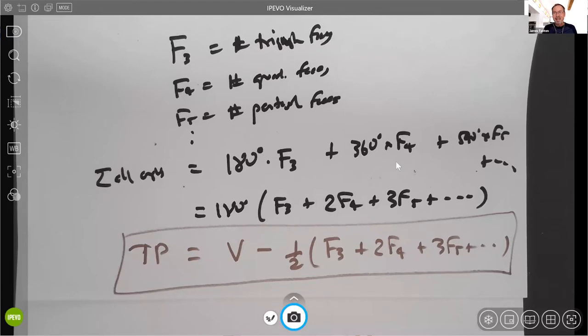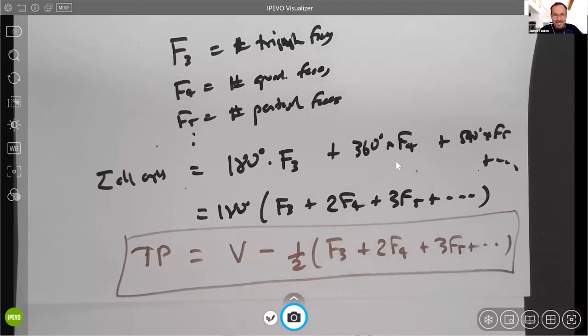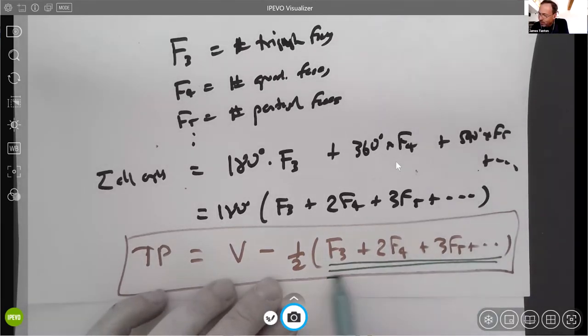Except we can do better. We can do way better, because that formula looks really complicated still to me. The number of triangles plus twice the number of quadrilaterals plus three times the number of pentagons. That seems crazy to me. In fact, the reason I'm hesitating is that this sum reminds me of something else.